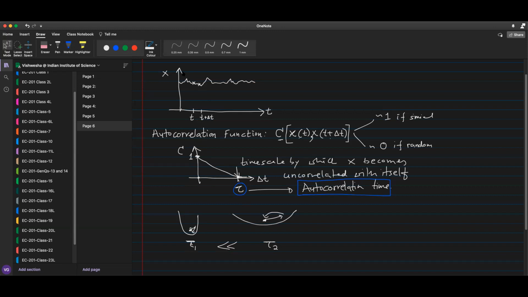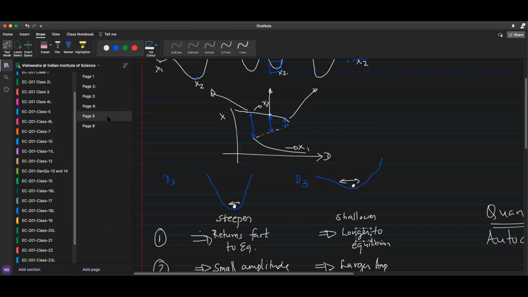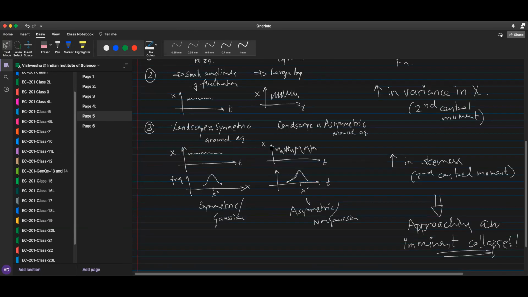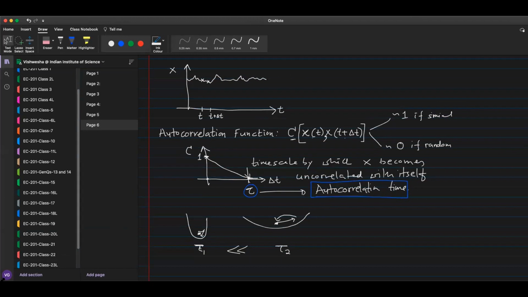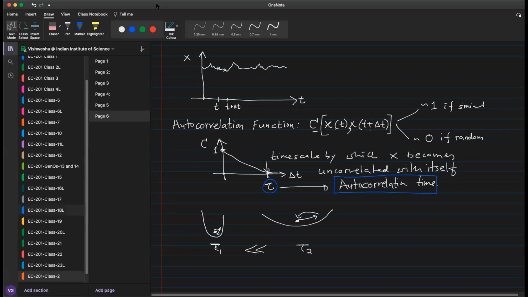I described variance and skewness. I think that's probably sufficient. Any other questions? Okay, so there are no questions.